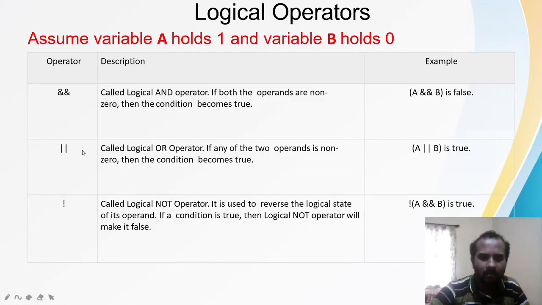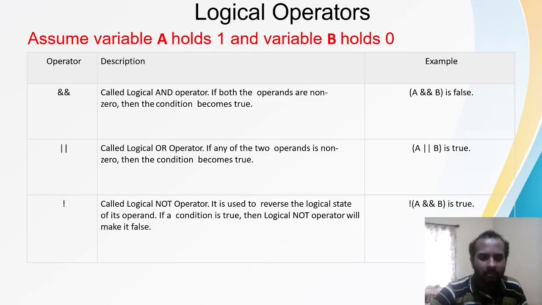Or. What about OR? If any one of the inputs is true, then the output is true, right? So if any one, whether it is a or b, or whether it is the first expression or the second expression, is true, then it will be true. Here in place of a, you can have the variable, you can have the expression, or you can have the condition also.